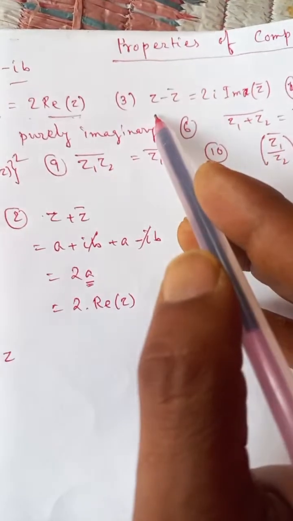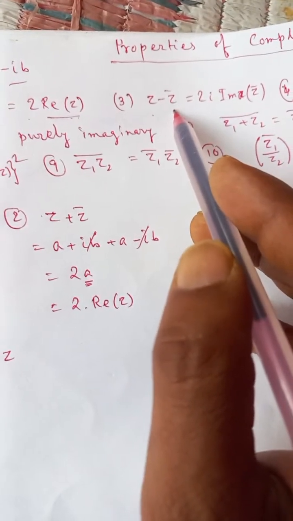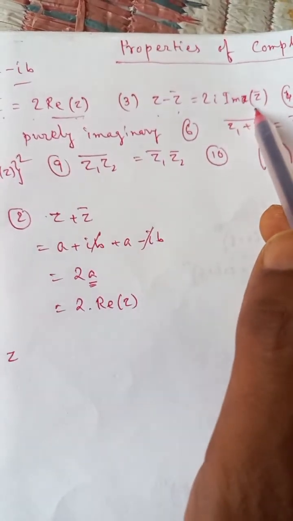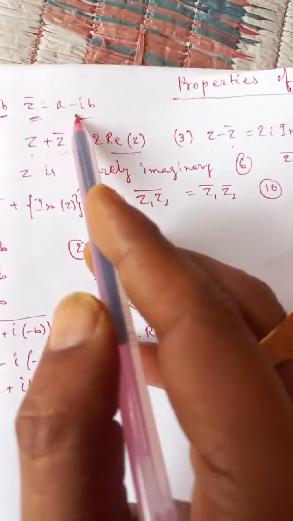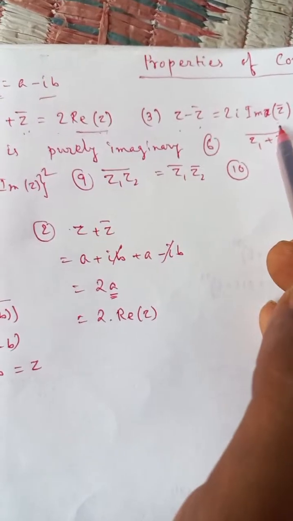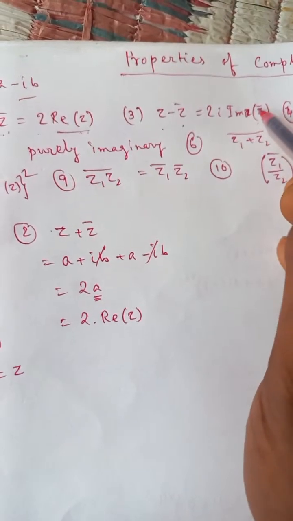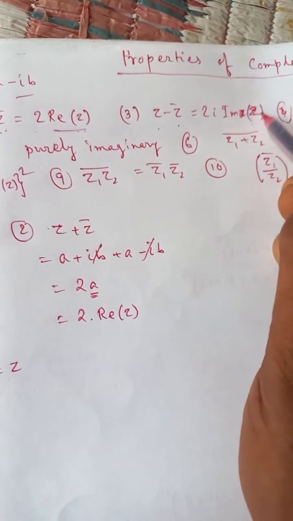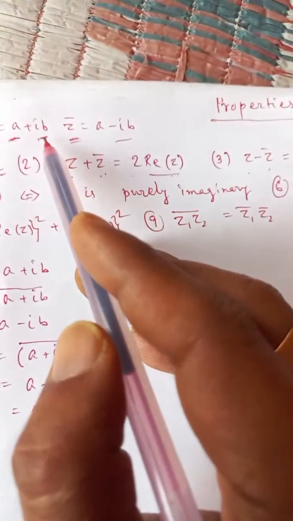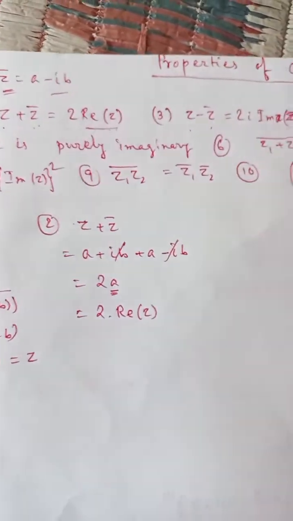Now the third property is that Z minus Z bar is equal to 2 iota imaginary Z. Imaginary of Z bar is minus b. This is just Z, not Z bar. So imaginary of Z is equal to just b. So how can we prove this?